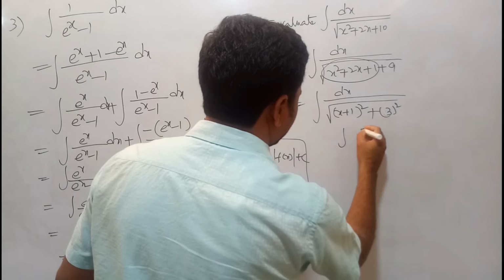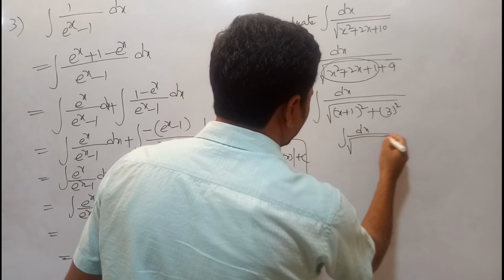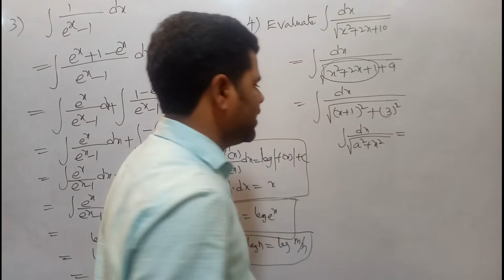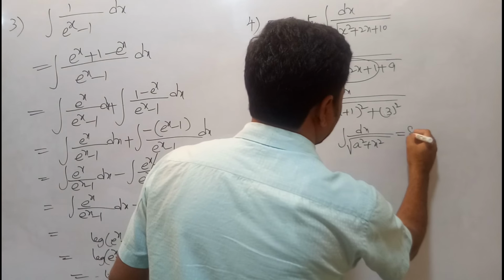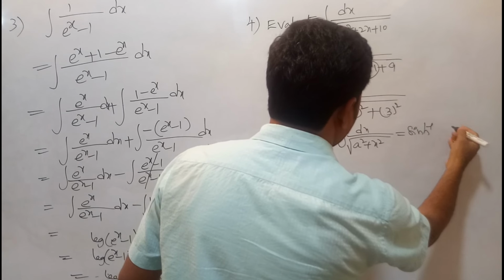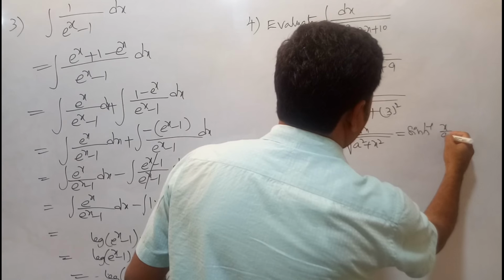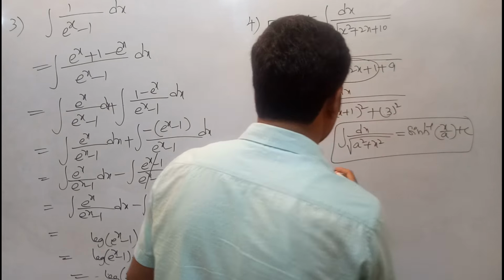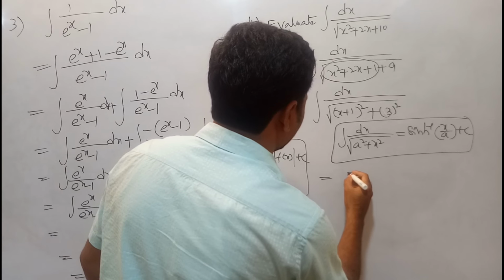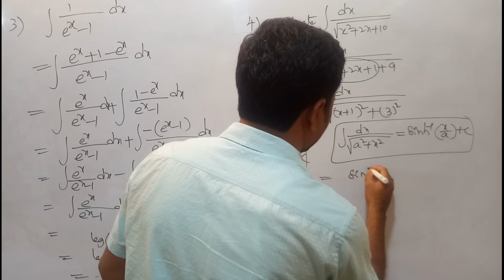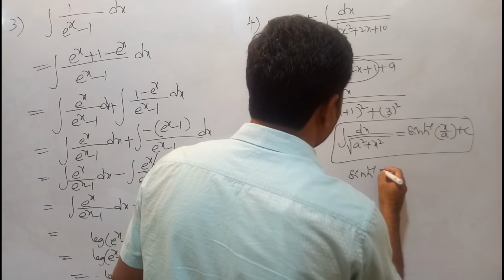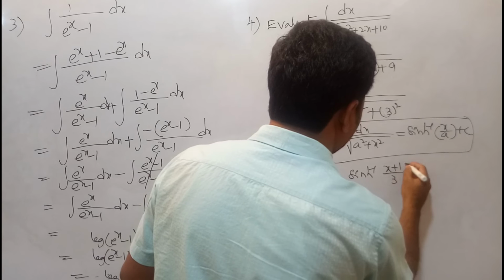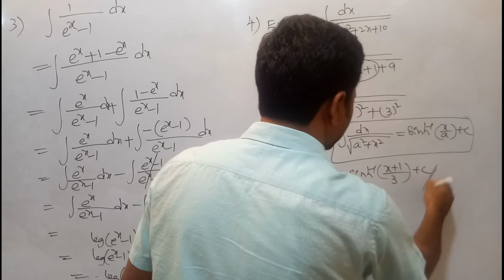Now integral dx by under root of a square plus x square is equal to sinh inverse of x by a plus c. So the answer is sinh inverse of (x plus 1) by 3 plus c.